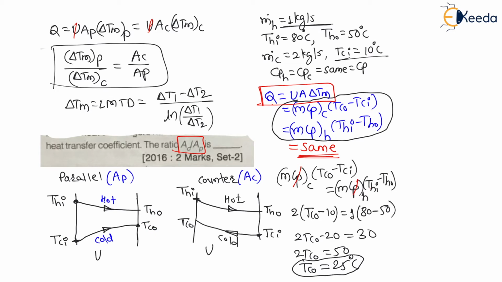So my dear students, for a parallel flow heat exchanger, this temperature difference is delta T1, and delta T2 will be this temperature difference. And for a counter flow heat exchanger, delta T1 will be this left side temperature difference, and delta T2 is the right side temperature difference. This is delta T2, right?